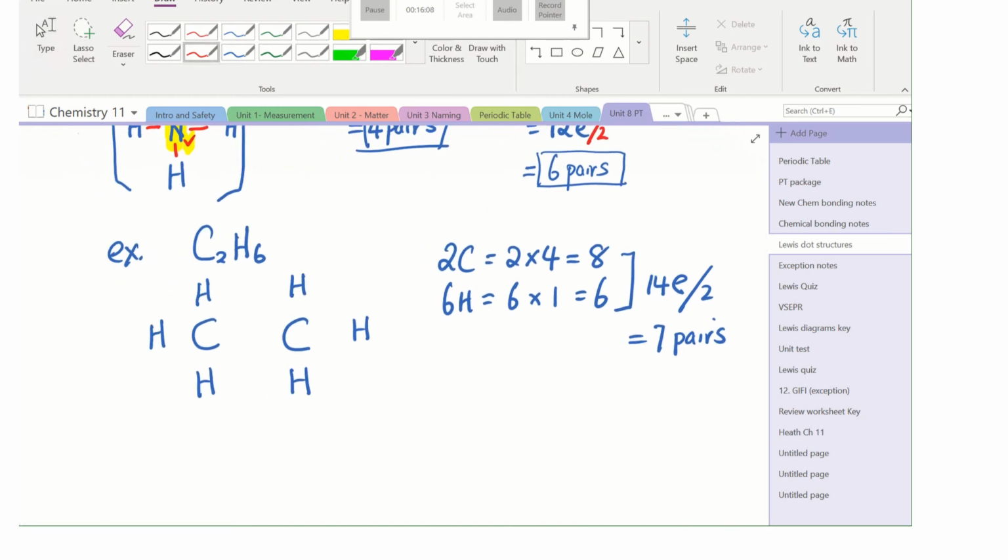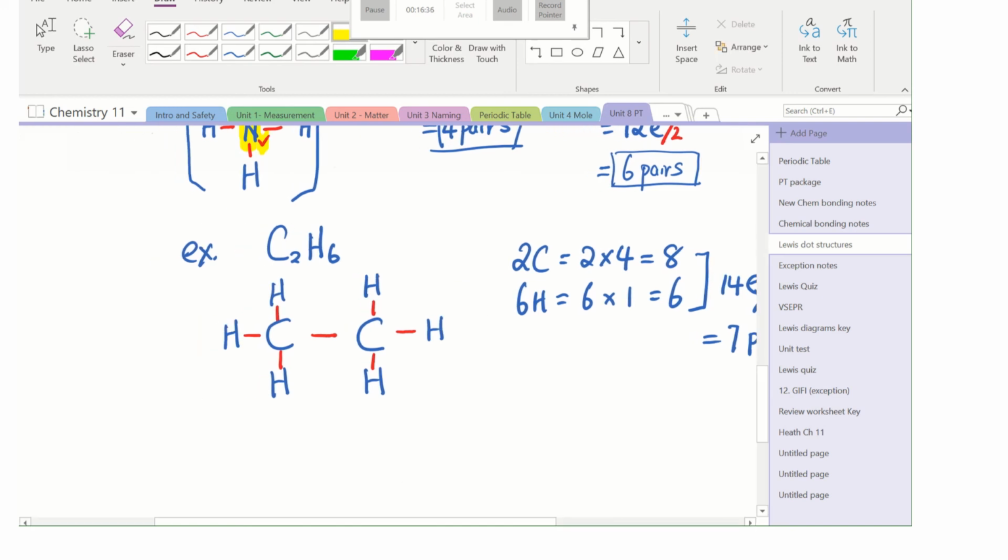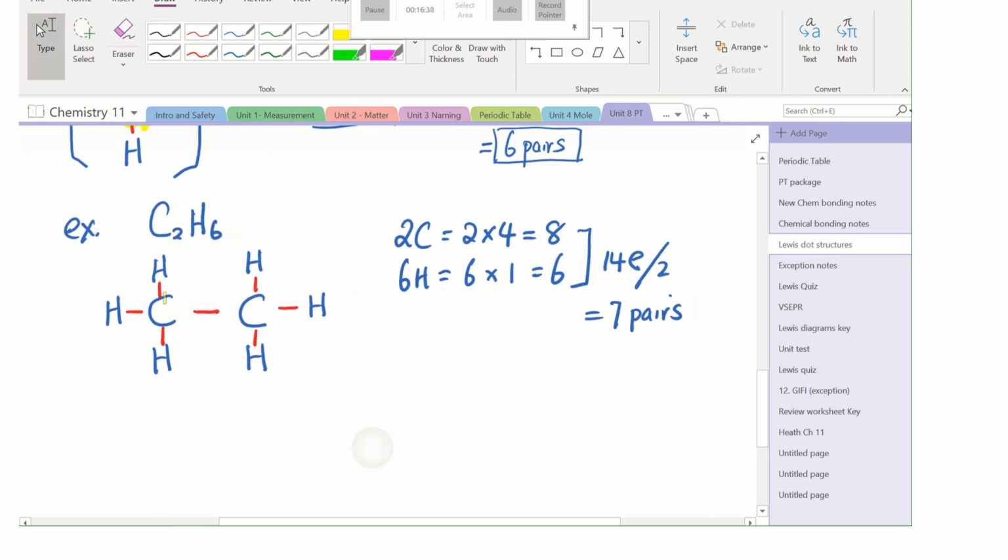So let's use them all and try to stick everything together. I'm going to put one between carbon and carbon, and I need to join all the hydrogen together. So that's 4, 5, 6, 7. I used up all the pairs, and let's check octet. That's the key thing to remember. You can't just say, oh, I used up all the pairs, I'm done. Make sure you always check octet at the end to make sure all the atoms are happy.